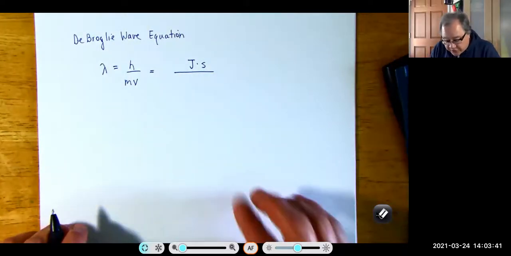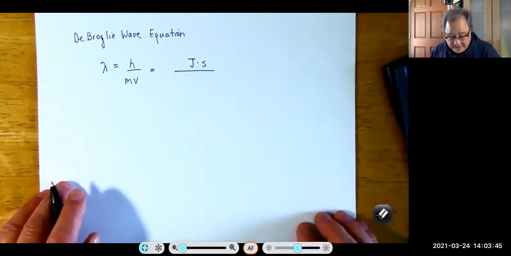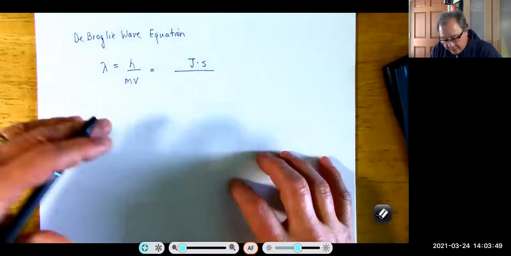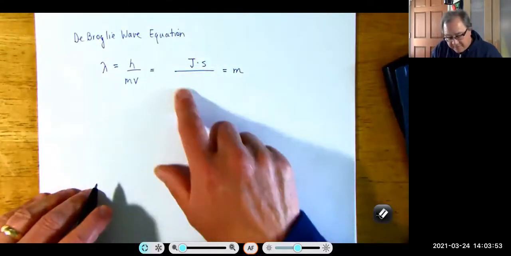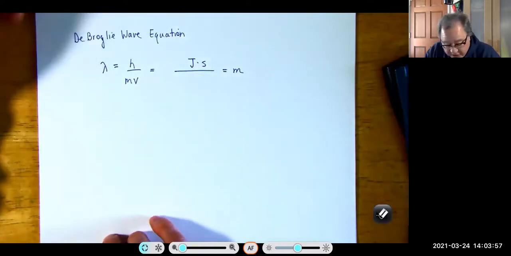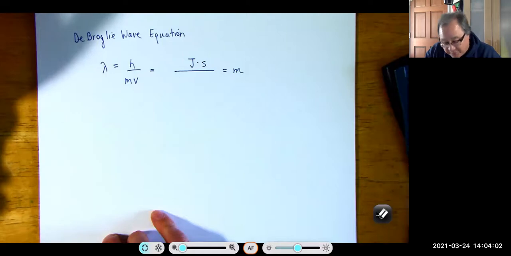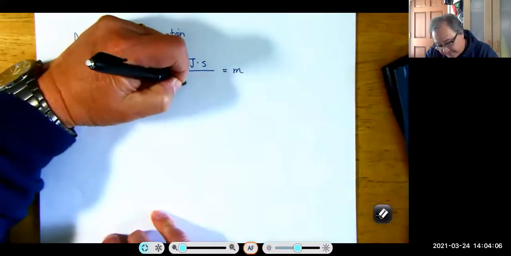Now, when we're done with this equation, what type of unit do we expect? Meters. Okay, so here we know that this should be meters. And what is the most common mass that we use? Well, actually, I'm just going to give it away. It's grams, but in this case, the mass must be in kilograms.